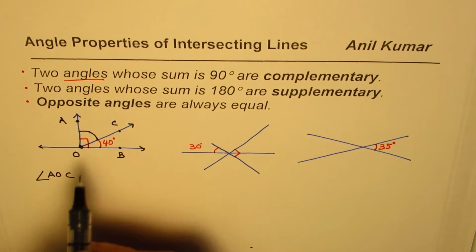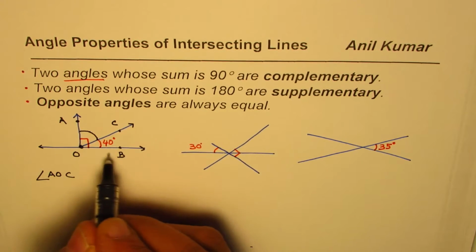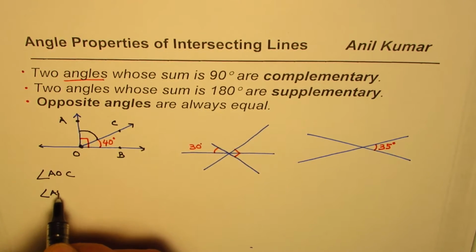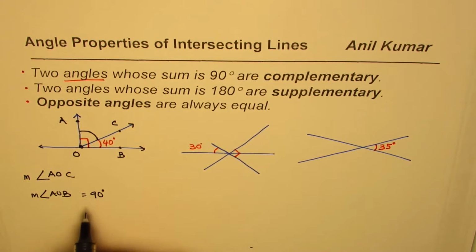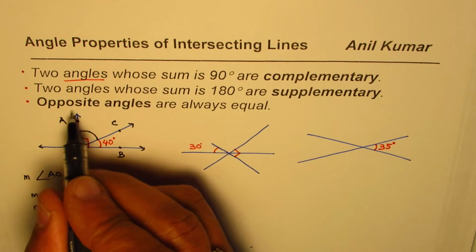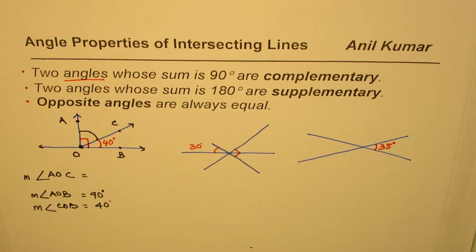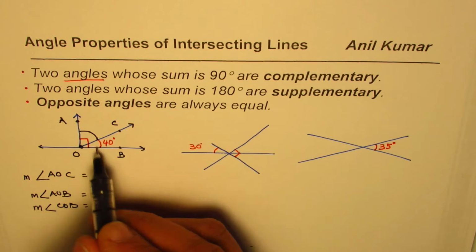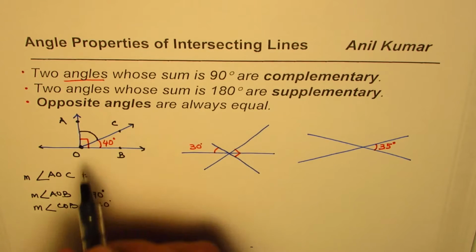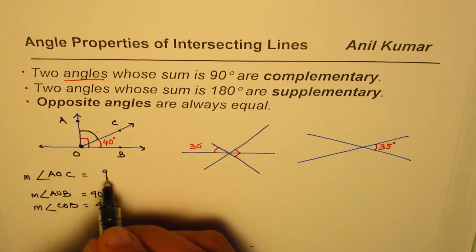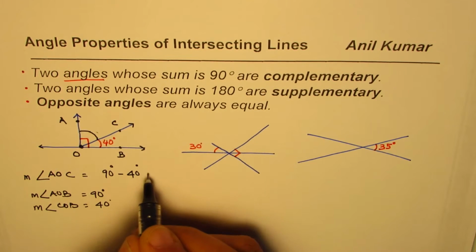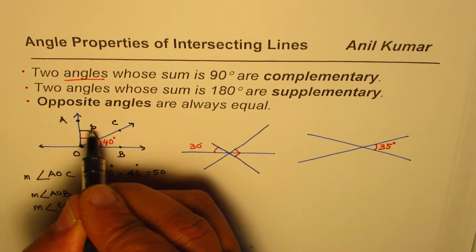But what we know is that angle AOB is 90 degrees. So the measure of angle AOB, sometimes we write measurement, M, right, is 90 degrees. This is what we know. We also know that the measure of angle COB is 40 degrees. Now we want to find what is angle AOC. Well, angle AOC should be 90 minus 40, correct? Difference of these two, big angle, take away the small angle, will give us that angle. So it is 90 degrees minus 40 degrees, and that should be 50 degrees. So we got this as 50 degrees.